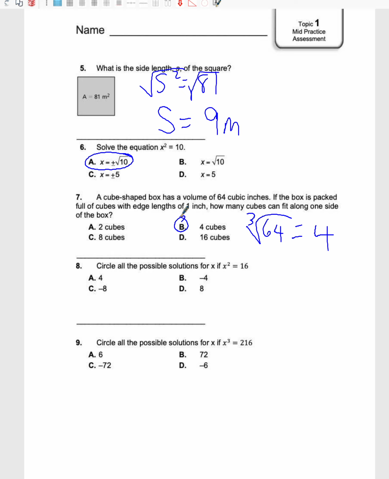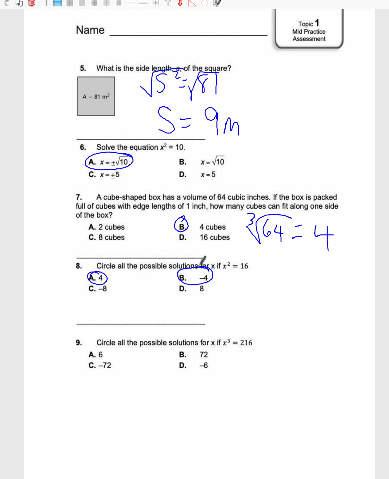All right, number 8 and number 9 can get a little tricky if you're not sure what you're doing. So circle all the possible solutions for x if x squared is 16. 4 and negative 4. Okay? So with a square root, we have to consider both possible signs. We have to consider positive and negative.